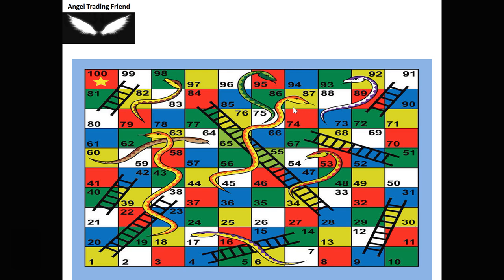Yeah, where's a big snake? From 87 it has come to 36, almost 50 points down. But in this case you can see from 17 to 7, there is 7 points down.